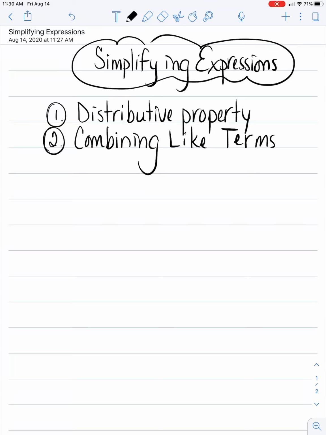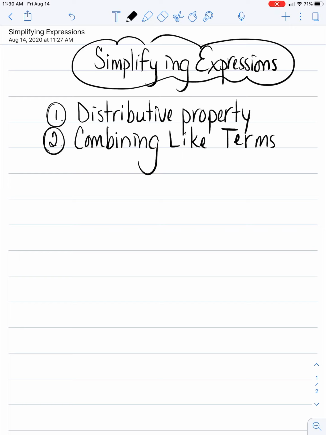Hey guys, today we're going to take a look at simplifying expressions. Remember, an expression is a math problem without an equal sign. Now, there are two ways to simplify expressions. First, we look for the distributive property, which is multiplying. And second, we look to combine like terms, and we do that by adding or subtracting.